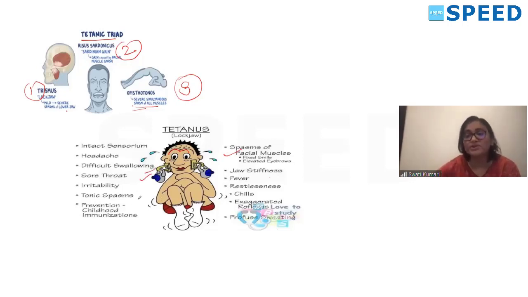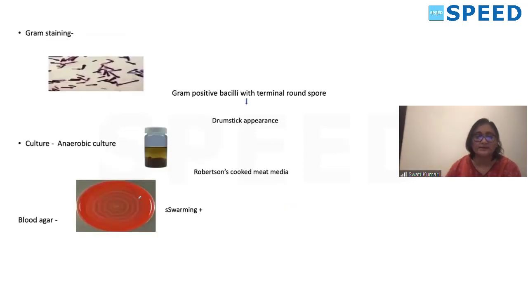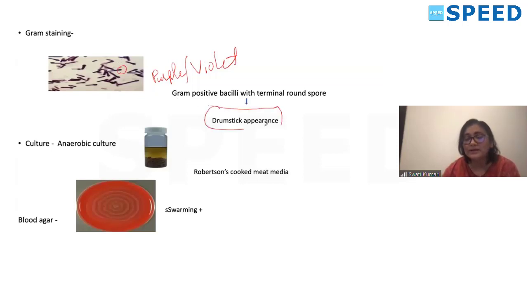Childhood immunization is very important. I will discuss the immunization schedule later. It is a gram-positive bacillus with a terminal spore. Gram-positive appears purple, and gram-negative appears pink in color. You can see the structure at the end, which is the terminal spore. It is called the drumstick appearance, seen in Clostridium tetani.